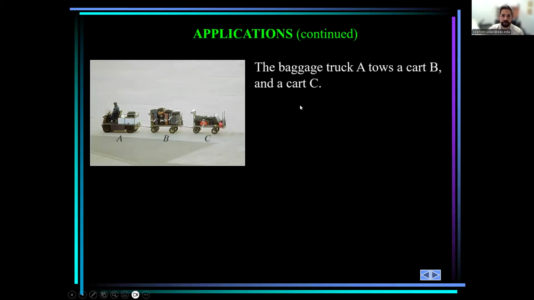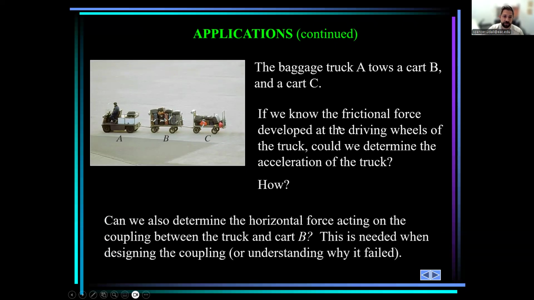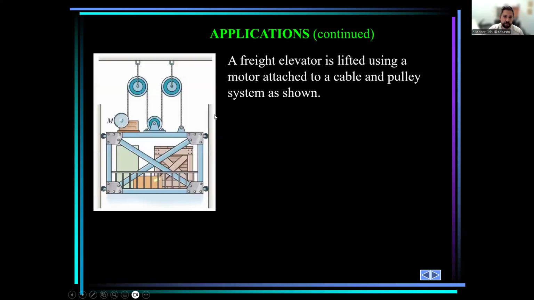Here's another example of something that we might want to know: what the acceleration of the truck is based on what kind of mass he's towing. What's the force between them, right? If you're designing the pin that hooks together these different carts or something like that. Here's another example. We could do our pulley games that we've done before and figure out what the acceleration of the box is. We've done that before.